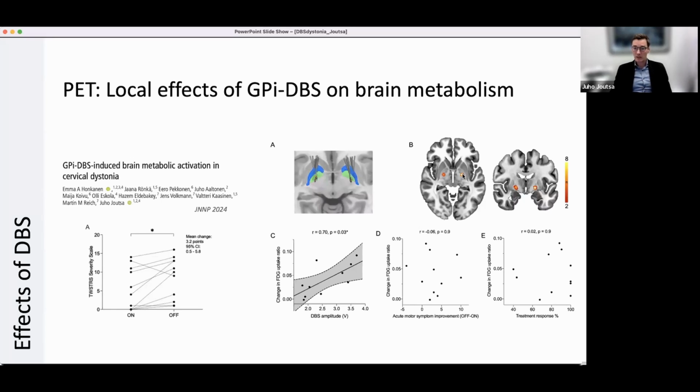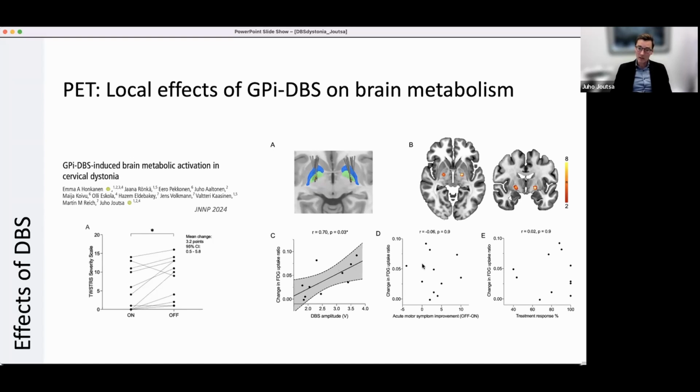Here you can see the electrodes. You can see a heat map of where the electrodes were most often localized in the GPi, as it should be. And what was discovered was that in the GPi, the higher the stimulation amplitude, the more glucose metabolism increased when the stimulation was on compared to off. So in striking contrast to lesions, which basically just destroy neurons, leading to no neuronal activity, in DBS the activity goes up and it correlates with the strength of the stimulation.